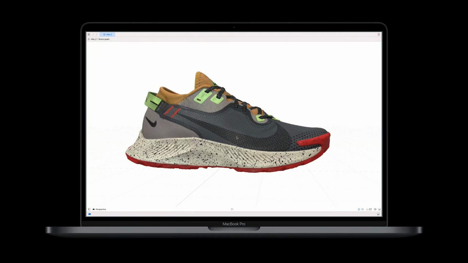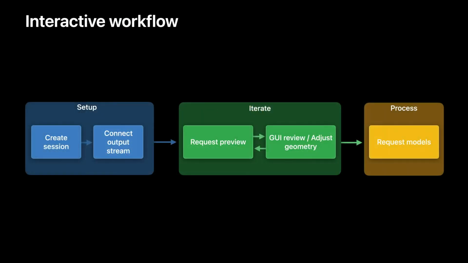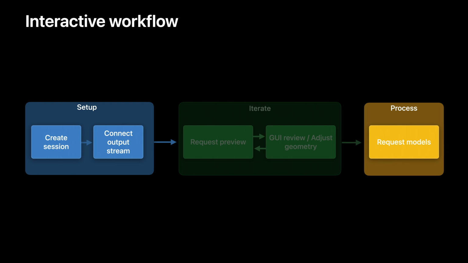It's looking great. Now that you've seen the basic workflow, we will give a high-level overview of a more advanced interactive workflow that the Object Capture API also supports. The interactive workflow is designed to allow several adjustments to be made on a preview model before the final reconstruction, which can eliminate the need for post-production model edits and optimize the use of memory. First, note that the setup step and the process step on both ends of this workflow are the same as before. You will still create a session and connect the output stream. You will also request final models as before.